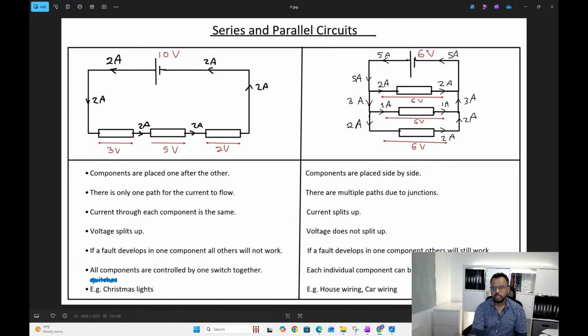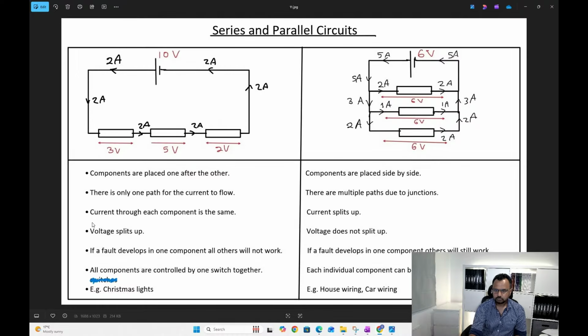So, in a series circuit, all the components are placed one after the other. So look at it. You have this first resistor, the second one, third one, like that. But in a parallel circuit, they are placed side by side. Look, this one creates another parallel branch, and it creates another parallel branch like that. In a series circuit, there is only one path for the current to flow. See, there is only one path. Current will go like that. In parallel circuits, there are multiple paths. It can go like this or this or this.